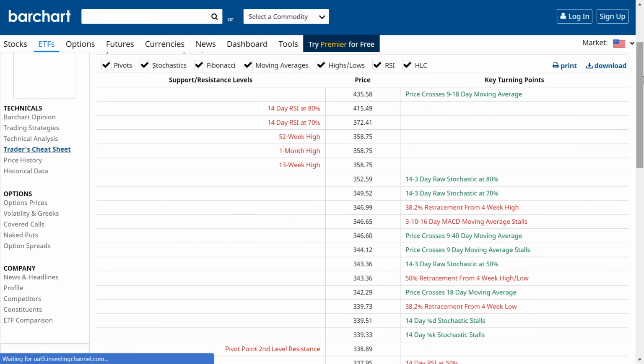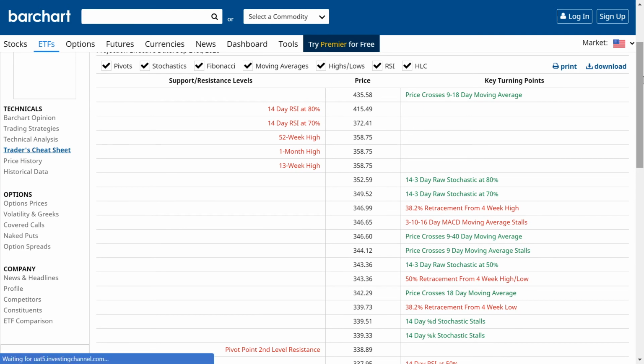Barchart has something called the cheat sheet, basically, and this can show you different levels of resistance and support if you don't actively use a broker like Think or Swim for charting. Pretty quick references, you have Fibonacci retracements and a lot of other different indicators.